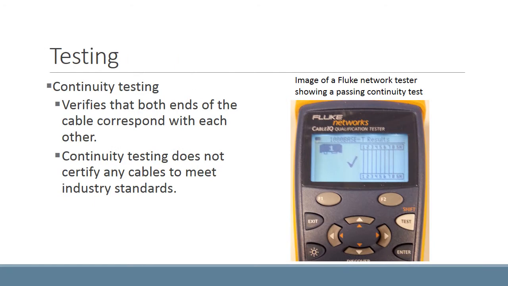A continuity test verifies that both ends of the cable correspond with each other. A continuity test does not certify any cables to meet industry standards. The image shows a Fluke network tester showing a passing continuity test. Please notice that all of the pairs correspond with each other.